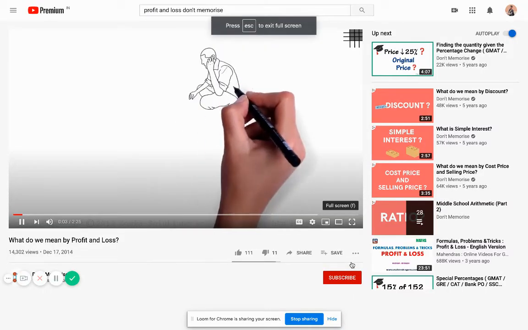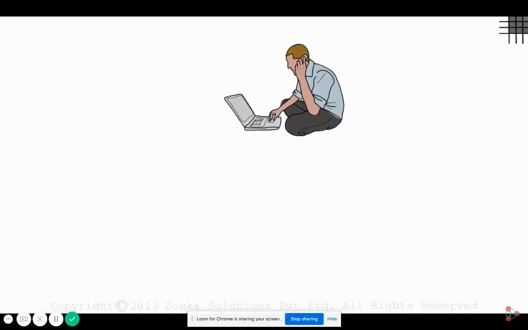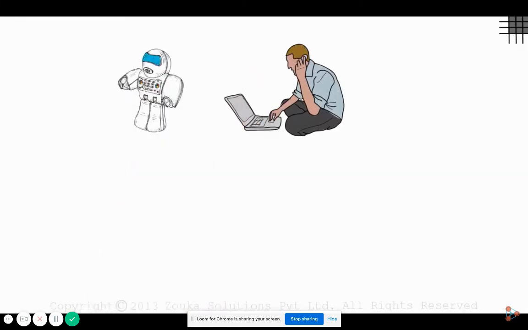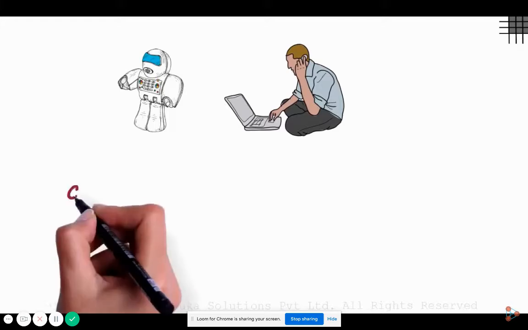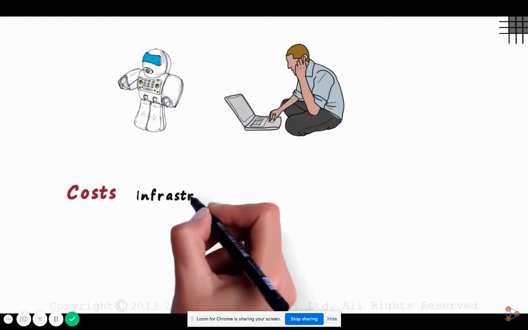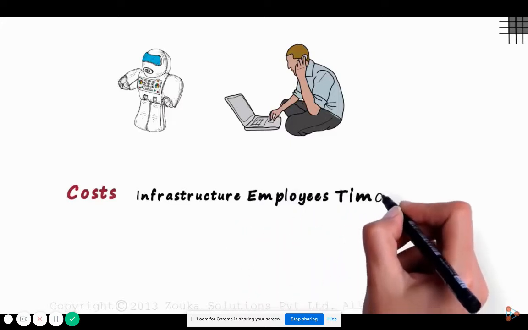Imagine you have a business of your own and you're working really hard on developing a product. And after years of crazy work, you finally come out with a product that you want to sell to your customers. So think about it. What costs will you incur while making this product? Let's list them down. The infrastructure costs, which will include your office area, your computers, etc., the salaries you pay your employees, and most importantly, it's your time and efforts.